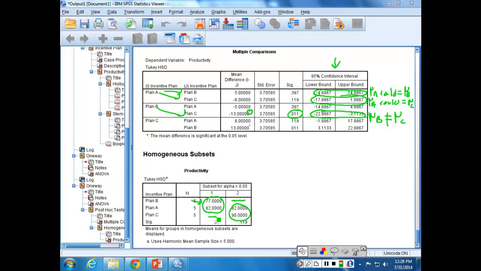So you can look at that one. I usually just look at the intervals. I don't know. If I had a lot of plans, I might just look at this. It might be easier to see.